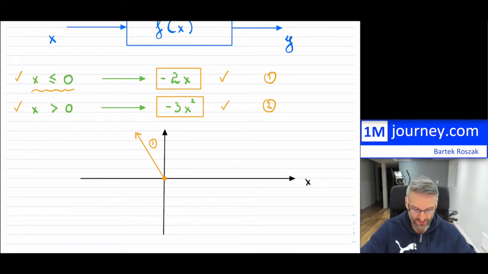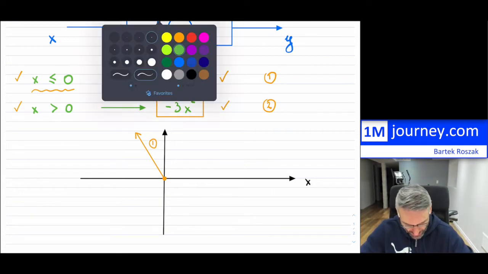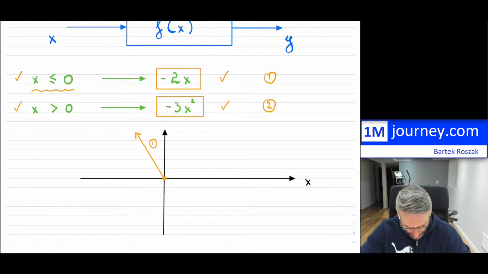Now, negative 3x squared, I know how this looks. I'm going to draw it in a different color just so that it stands out. It's not at 0, but it's everything beyond 0, which is going to look something like that. And it blows up on us, maybe even faster.